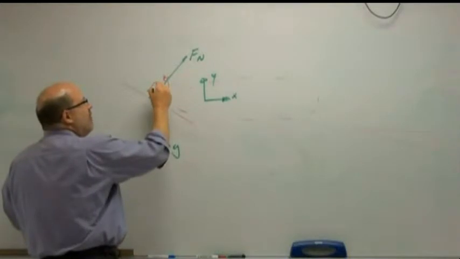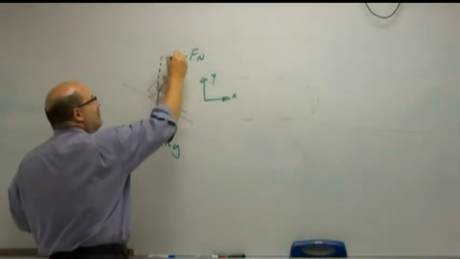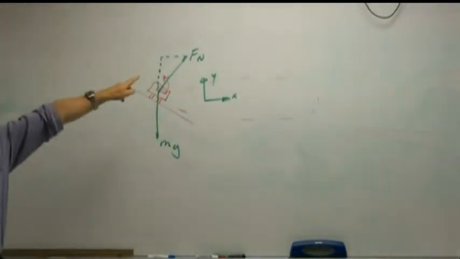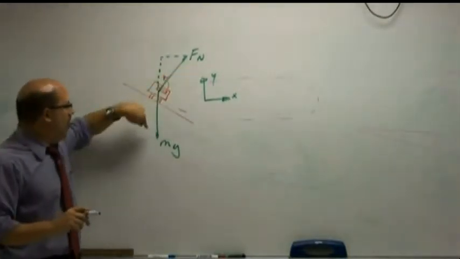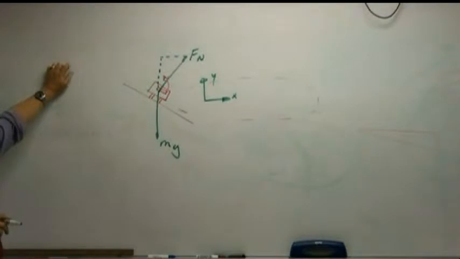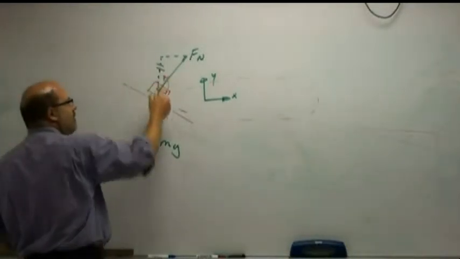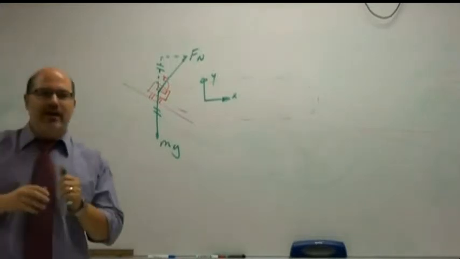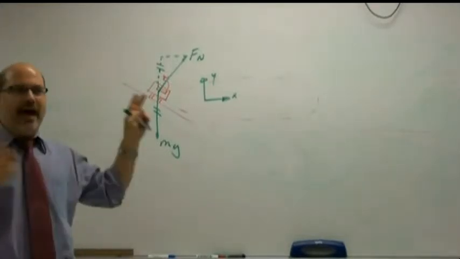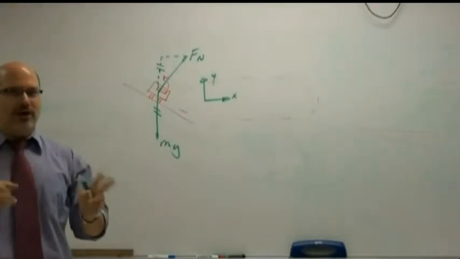All right, so we break this one up. Wait a minute, what does that mean? Which one's bigger, normal or mg? Normal, because this equals this. Therefore, normal must be bigger. Now wait a minute, that's if you're driving at the exact perfect speed where no friction is necessary.